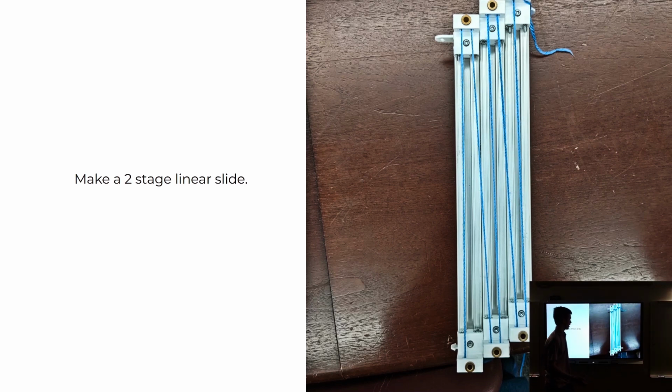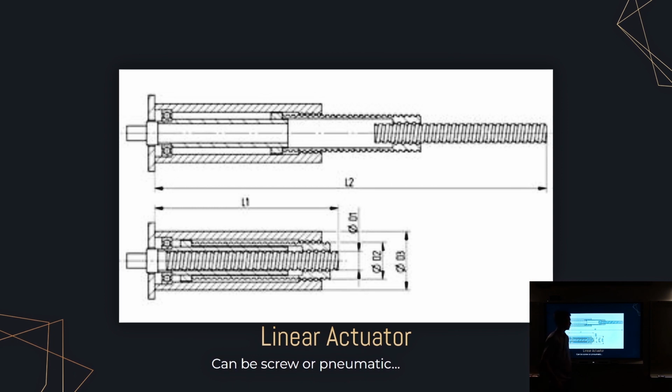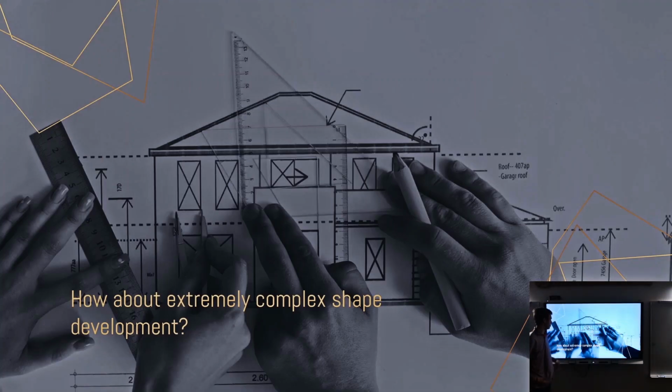This is an example of the actual linear slide that we made ourselves. It's more of a simplified version, so it can go up without a problem, but in order to go down, the string has to be loosened. Here's a linear actuator that's screw-based, or pneumatic.